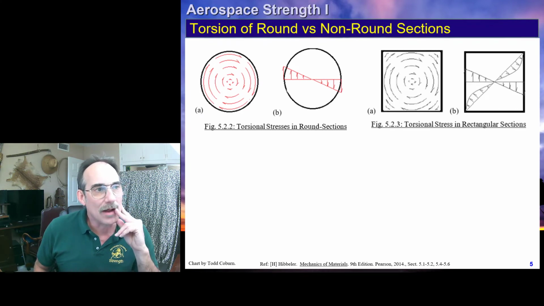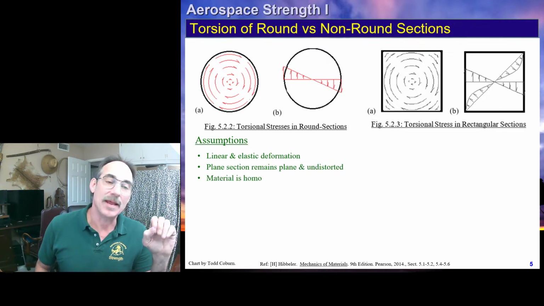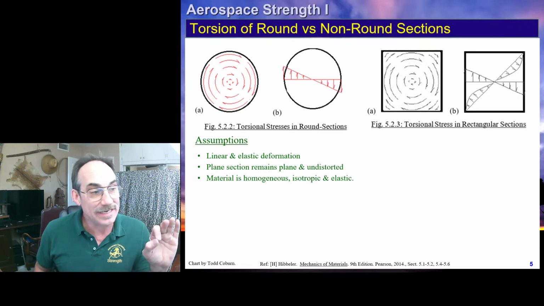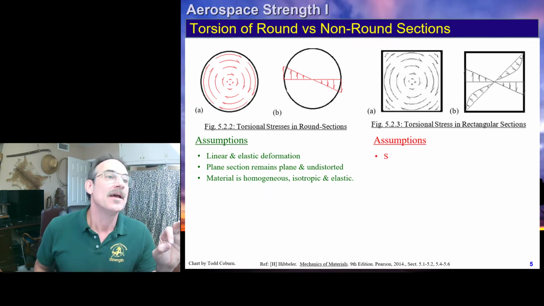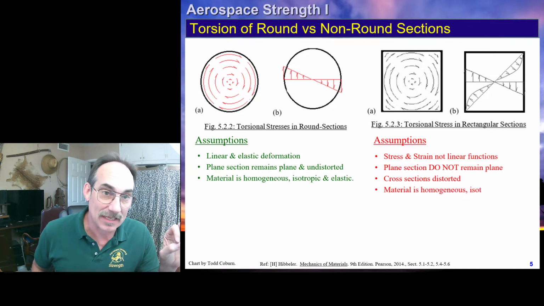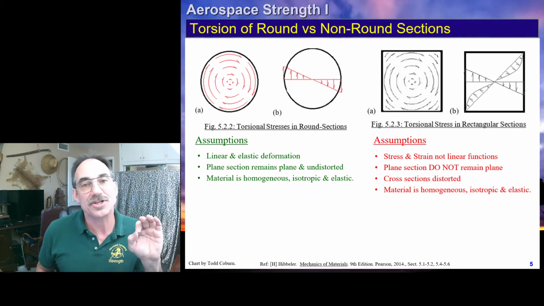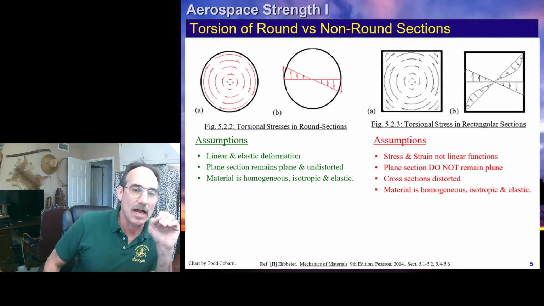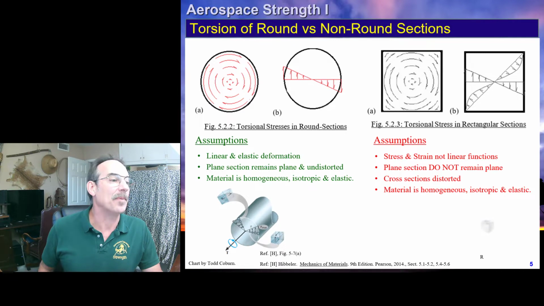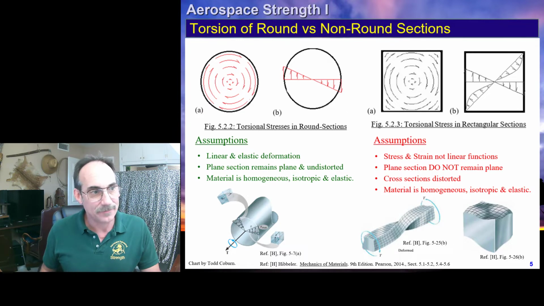So we see for round sections and non-round sections: with the round, we had linear and elastic deformations. We assumed that plane sections remain plane and undistorted. The material was assumed to be homogeneous, isotropic, and elastic. But if we have a non-round section, even though we may have a homogeneous, isotropic, elastic material, our stress and strain are no longer linear functions. Our plane sections no longer remain plane. Our cross sections are distorted. This is illustrated by a couple of pictures out of Hibbeler's text, the kind of twist and distortion we may get.